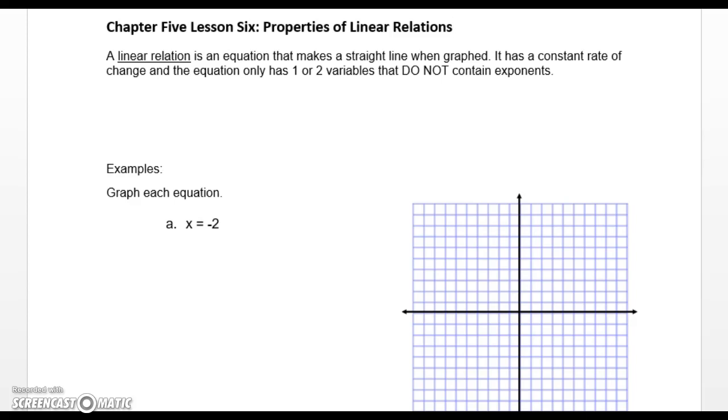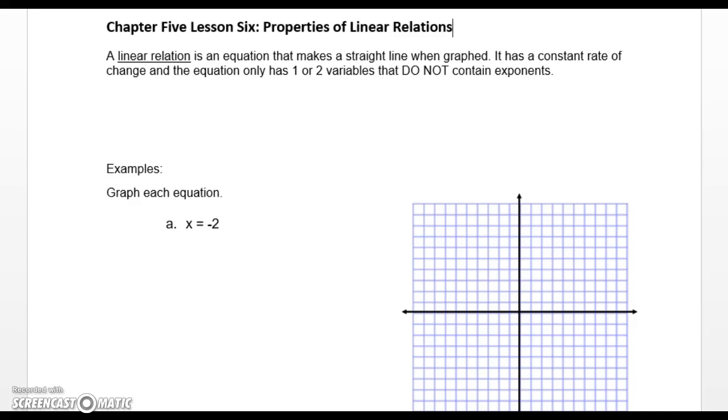In this video, we'll look at Lesson 6 from Chapter 5, which is talking about properties of linear relations. So a linear relation is an equation that makes a straight line when it's graphed. It also has a constant rate of change. A constant rate of change is when you're moving up or down on your graph by the same number every time you move one square to the right.